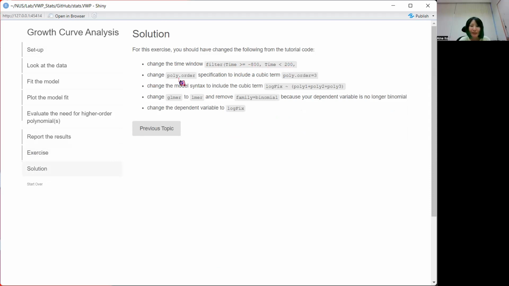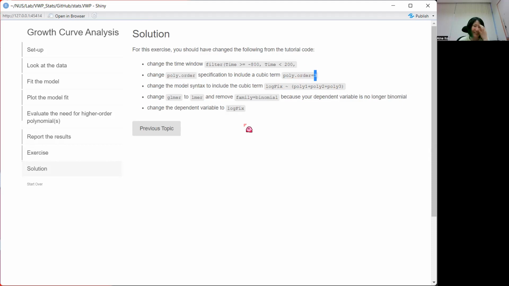Now that you want the cubic term, you change the Fourier order. I set Fourier order to 2 to include the linear and quadratic terms, but if you want to include the cubic term, you set this to 3 to include all three: linear, quadratic, and cubic. And then you, of course, want to put the cubic term in the model as well. So change the model syntax to 41, 42, 43 instead of 41 plus 42.